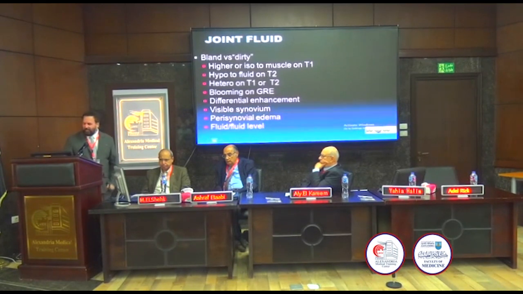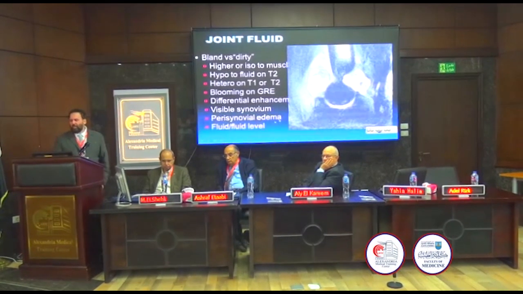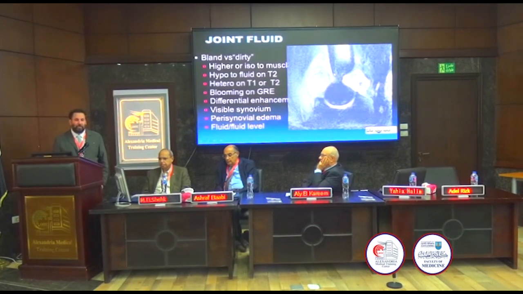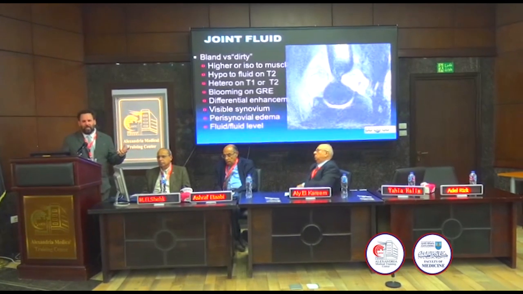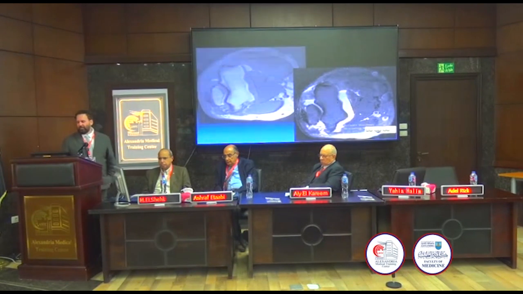Now, these rules are not just for the elbow. They're for every joint. So we look here. The fluid is not the brightest thing on the image compared to the fluid between the joints. It's heterogeneous. It's got visible synovium, right? We can see the synovium. And it's got perisynovial edema. So it has every sign of a dirty effusion. This could be septic. This could be rheumatoid arthritis. This could be hemorrhagic. But it can't be from an OCD. It can't be from a collagen. It can't be from a subacute fracture.